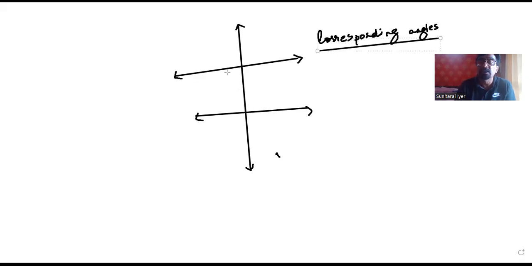Now, which are those corresponding angles? Try to understand. Look at this angle.